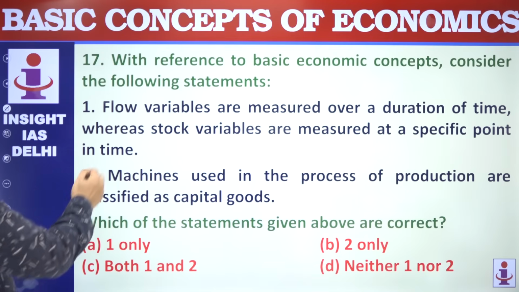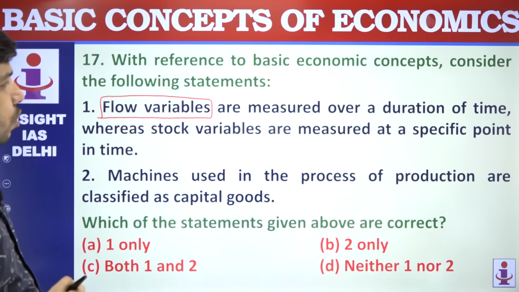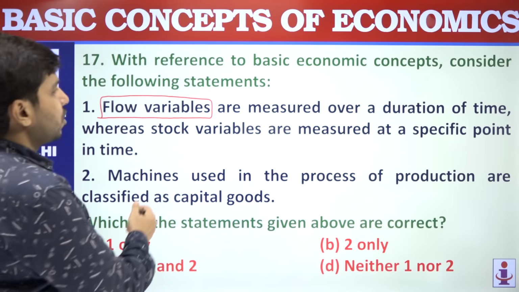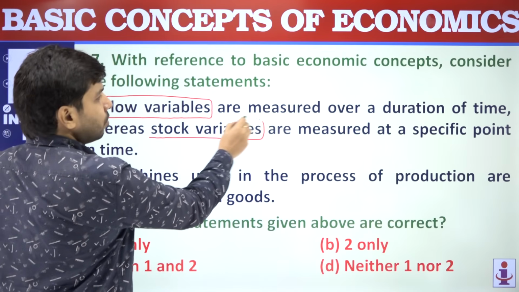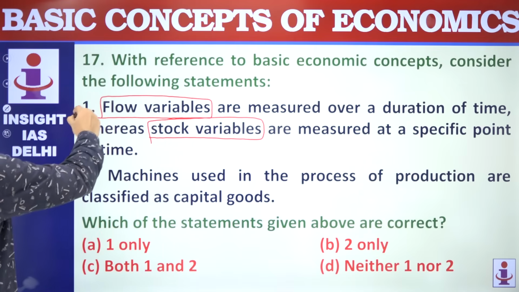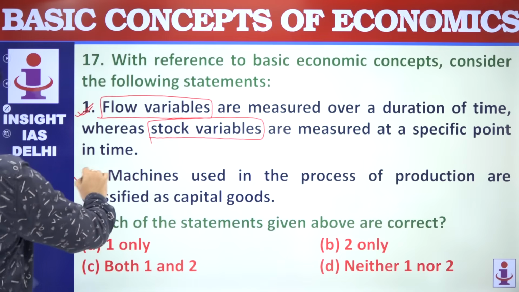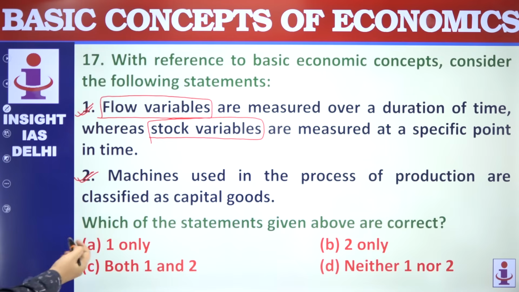Flow variables are measured over a duration of time, whereas stock variables are measured over a specific point of time. Yes, this is the correct definition of flow and stock variables. Machines used in the process of production are classified as capital goods. Yes, so both these statements are correct. Option C is your answer.